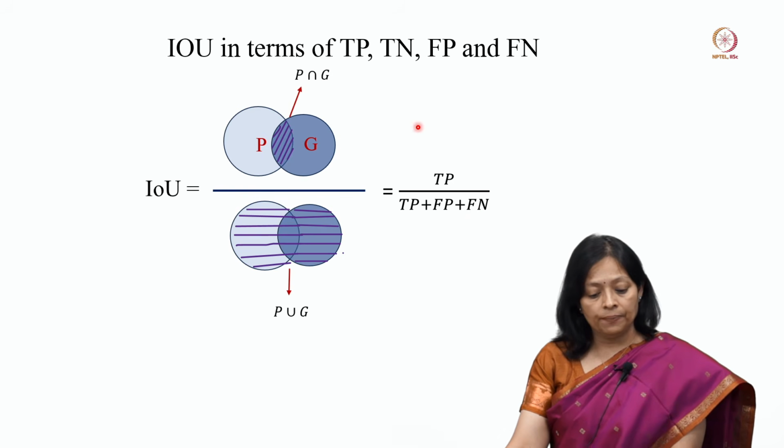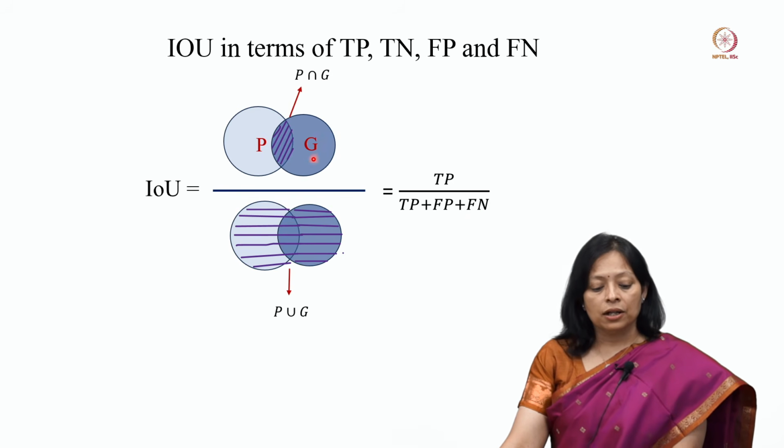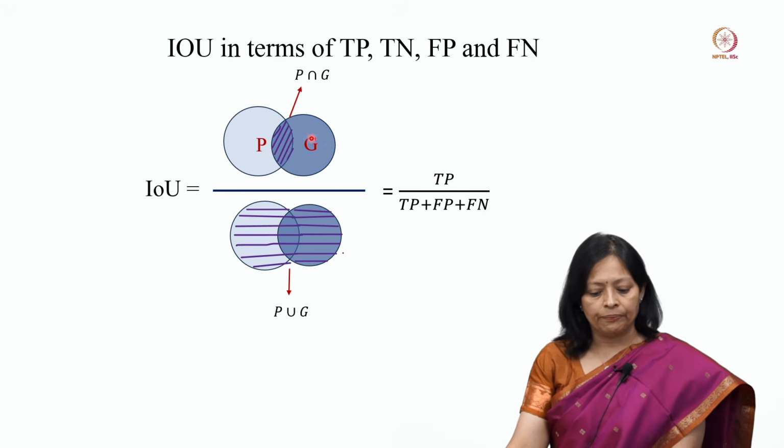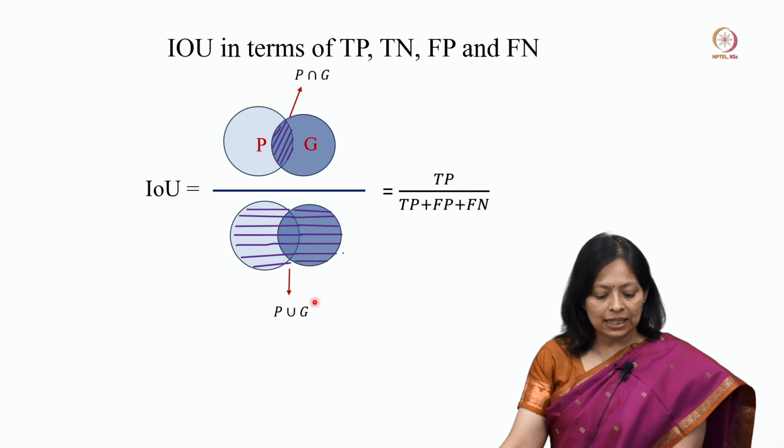How is it happening? True positive means your prediction is correctly predicting, or your prediction mask is actually matching with the ground truth mask, which is nothing but this portion, the intersection part. Your prediction and your ground truth are overlapping. Now, in this union part, we have this overlapping part which is your true positive. Now, let us look into this region.